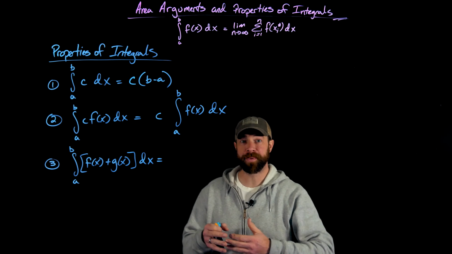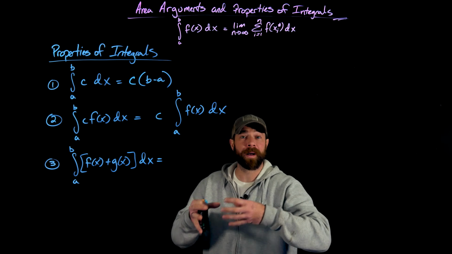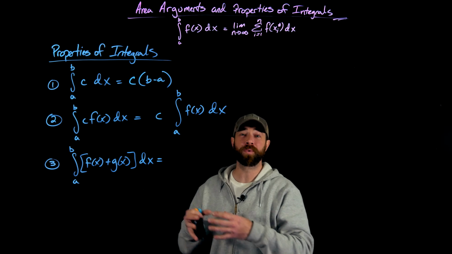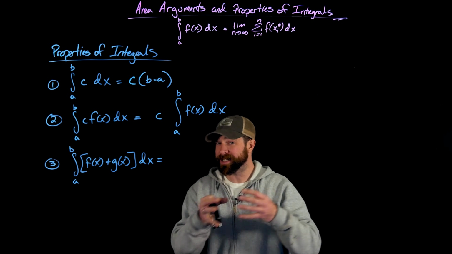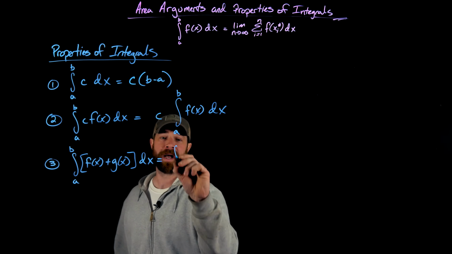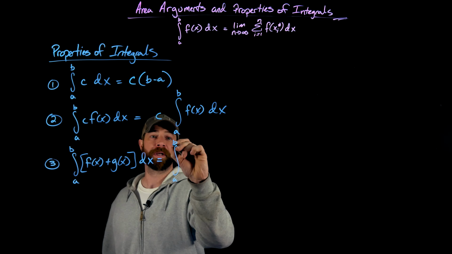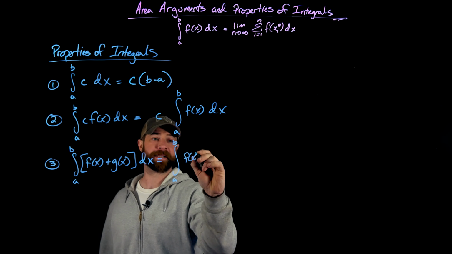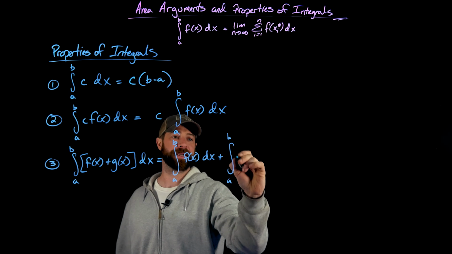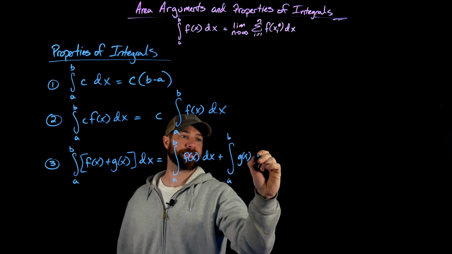Next up is this property where I'm integrating, in this case, an expression that has multiple terms. And when I do that, just like with the limits, I can split that up and attack each term separately. So in this case right here, I can split this into the integral from a to b of f of x dx plus the integral from a to b of g of x.